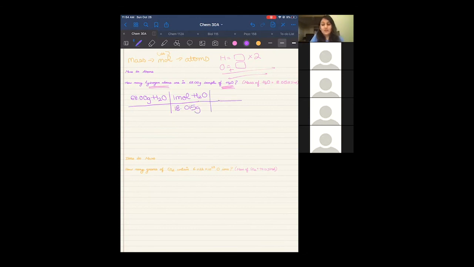Now they want it only for hydrogen, right? So what I'm going to do here is put 1 mole of H2O, but on top, I am going to put 2 moles of hydrogen. Is everybody clear on this one? This here. Okay. So is everybody clear on what I just did here?